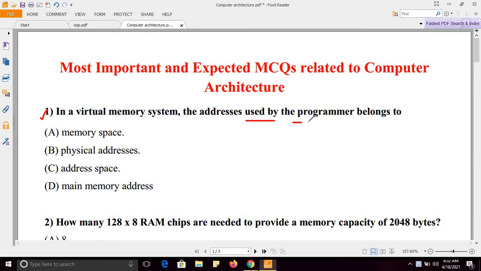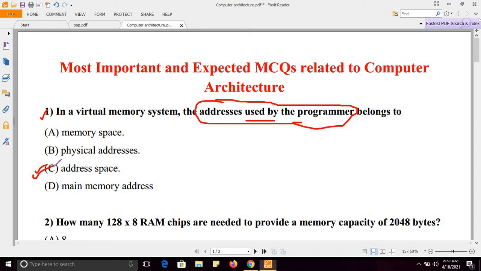So first question is, in a virtual memory system, the addresses used by the programmer belong to. Options are memory space, physical addresses, address space, main memory address. The addresses used by the programmer belong to address space. Right answer is option C.